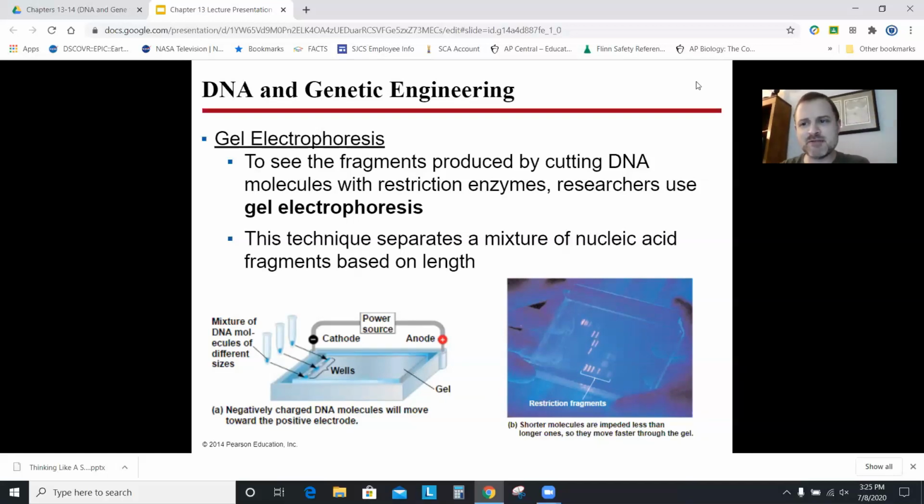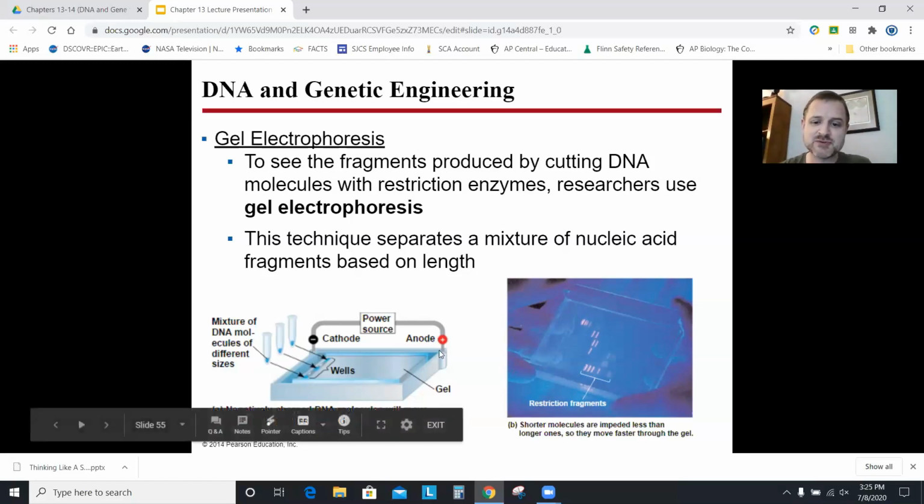Remind yourself back from chapter 3: does DNA have a charge, and if so, what is the charge on DNA? The answer is DNA has a negative charge because the phosphate sugar backbone is negatively charged. So if I put DNA into an electric field, it will move toward the positive end. Here I have this set up to a power source. We're actually going to do this in class later. Here's the cathode, here's the anode. The DNA moves toward the positive end, and as it moves, smaller fragments go faster.